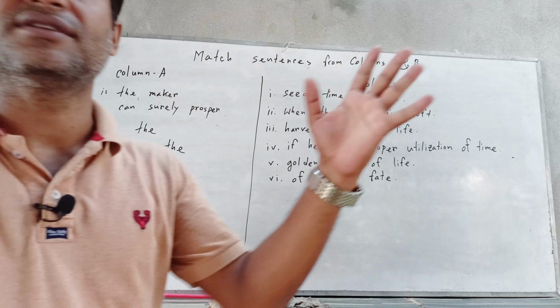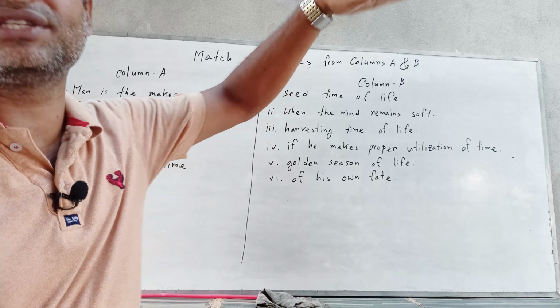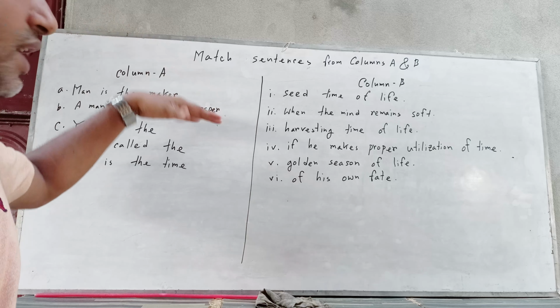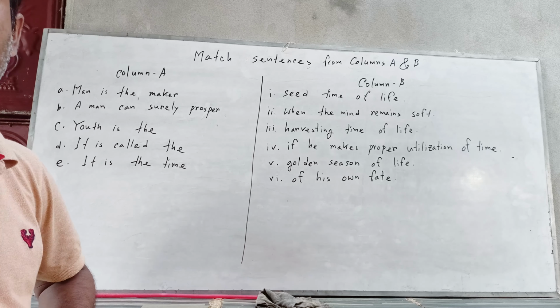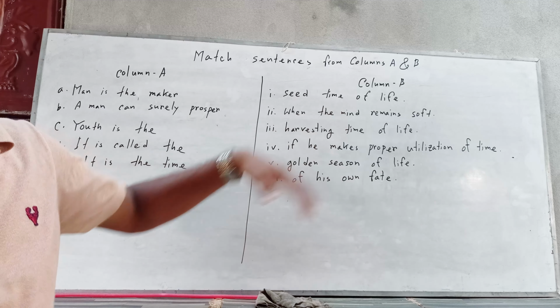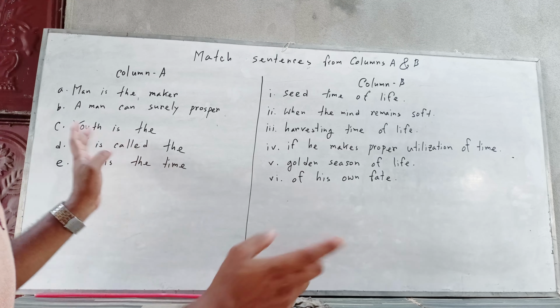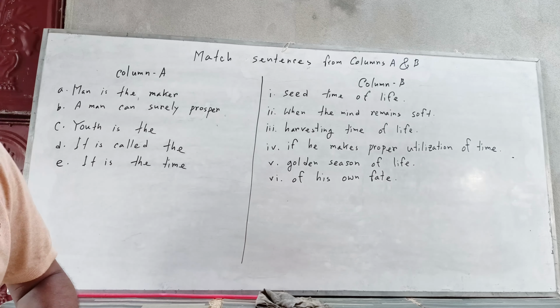Because this is the building, this side is the column, and that side is the row. Row is always horizontal, okay? And column is vertical, as we can see in a building. So for this reason, you have to match column A and B and make the sentences between two columns. Okay. First of all, we can see what the question is.